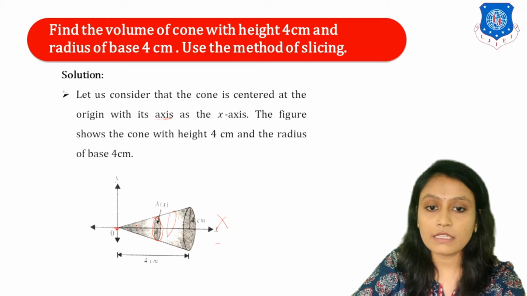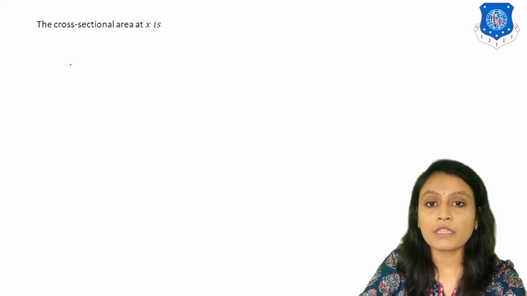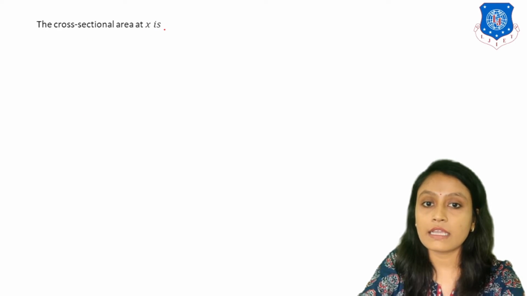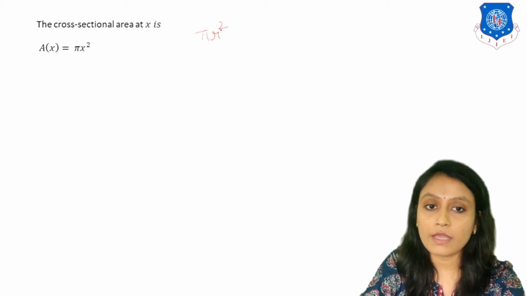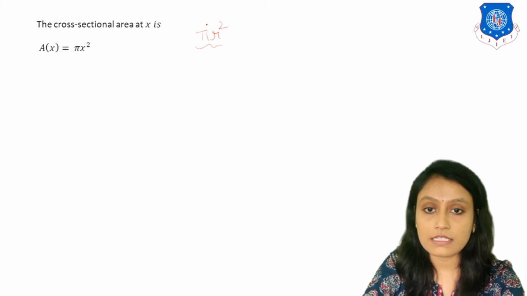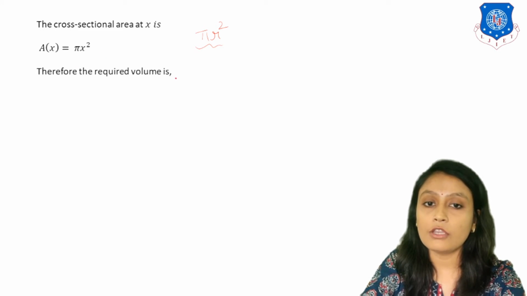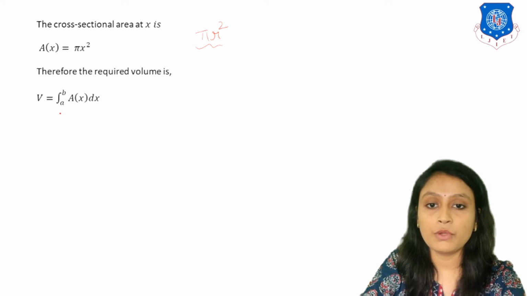So if you make these slices, each will become a circle only, right? So the cross-sectional area at x is what? A of x equals pi x square. We know the area of a circle is pi r square, where r is the radius. But we are considering it on the x-axis. Therefore, we will write A of x equals pi x square. Now, the required volume is V equals integration a to b A of x dx.